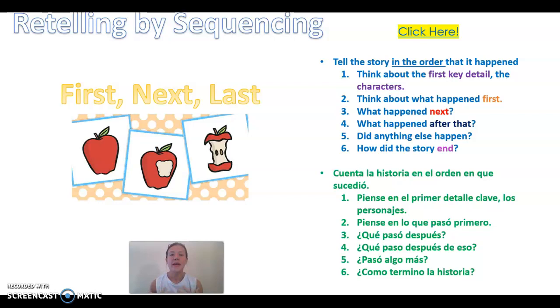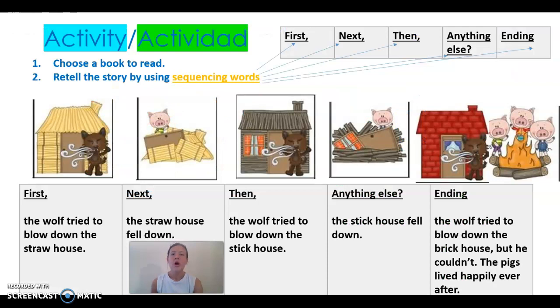And then, as you get into the details of the story or the events, what happened in the story, you're going to think about what happened first, and then next, and then after that. And you're going to think, did anything else happen in this story that was important that I need to remember? And then in the end, you're going to say, how did the story end? How was the problem resolved? How did the characters change from beginning to end of the story? What happened?